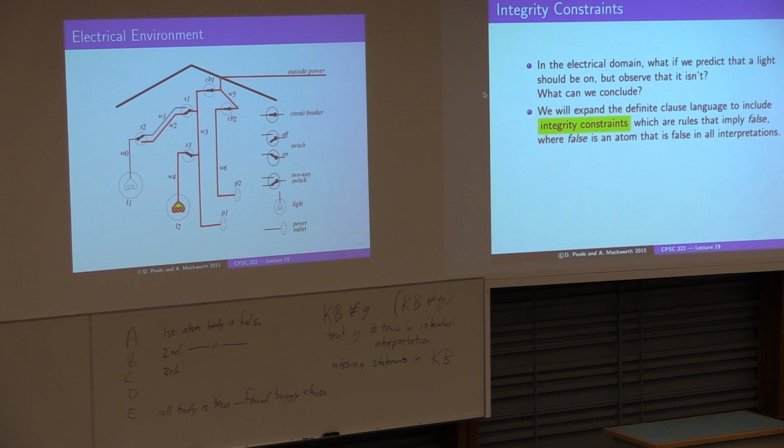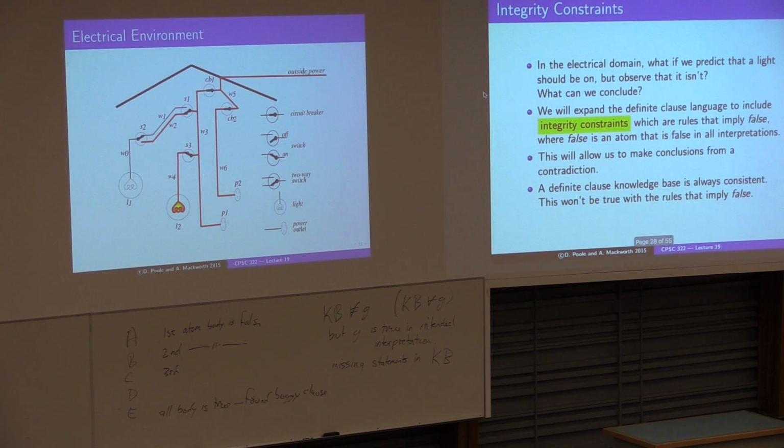So what we're going to do is work out how to model that. We're going to expand the definite clause language. We're going to include these things called integrity constraints, which are essentially rules that imply false. And false is this atom that's false in all interpretations. So false is never true. So now we have this new language. And what we're going to do is make conclusions from contradictions. Now we can get contradictions.